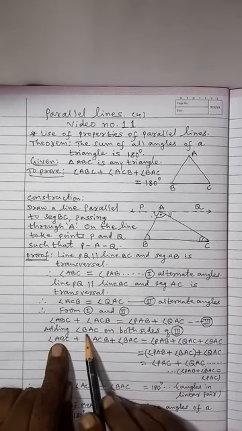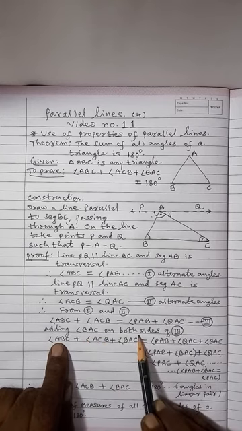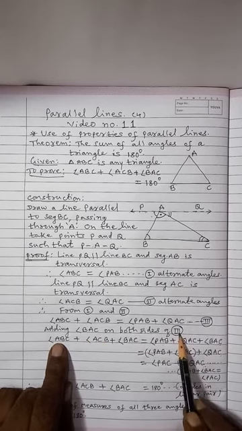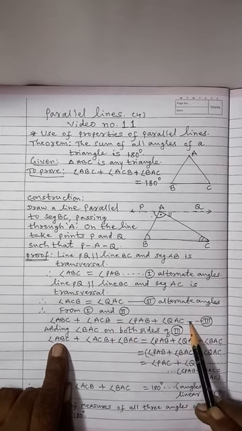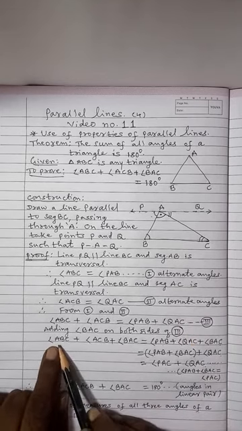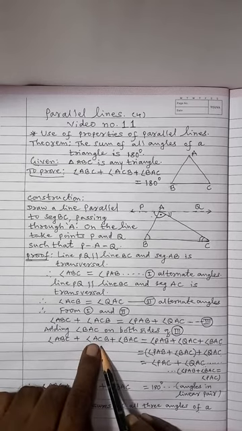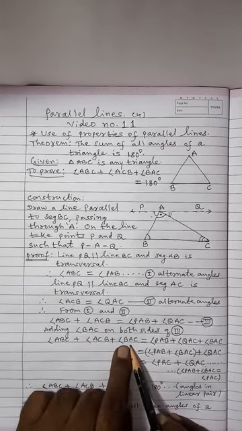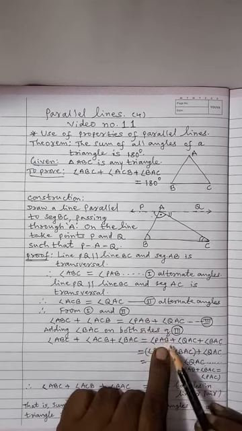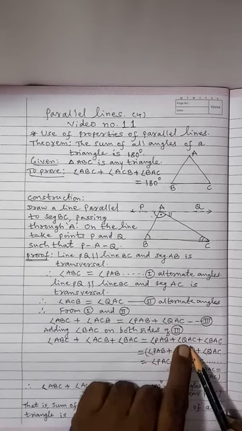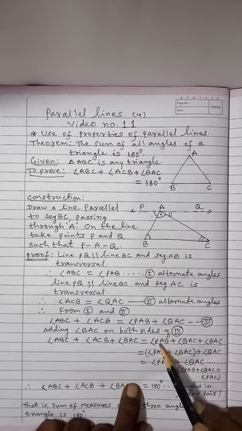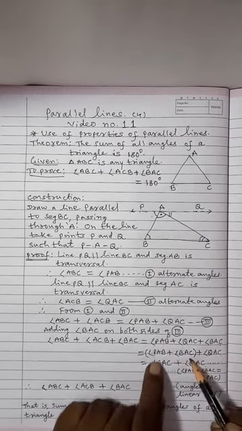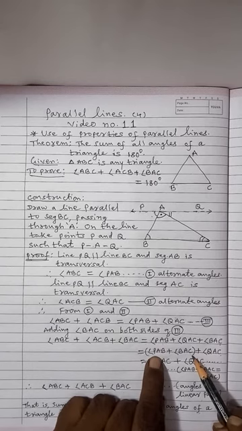Now adding angle BAC on both sides of result number 3. So here we will add angle BAC and here also we will add measure of angle BAC. So what we get? Angle ABC plus angle ACB plus angle BAC is equal to angle PAB plus angle QAC plus angle BAC. Now this angle PAB and angle BAC are taken together.